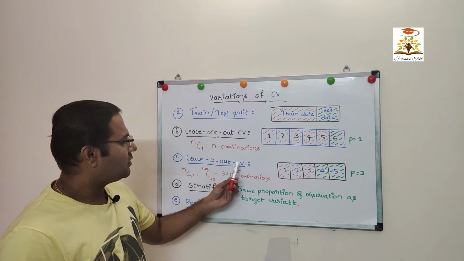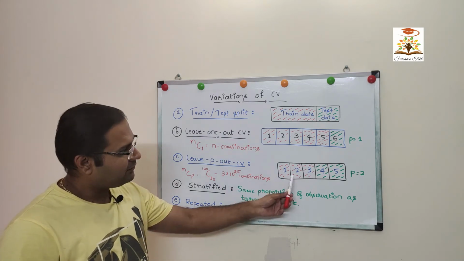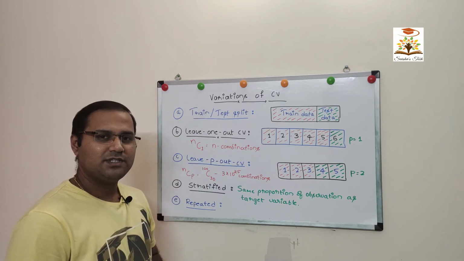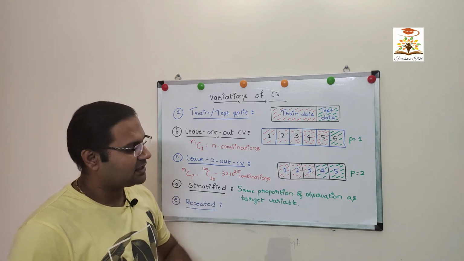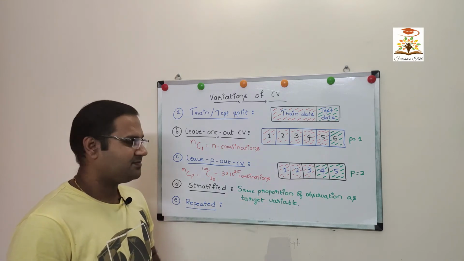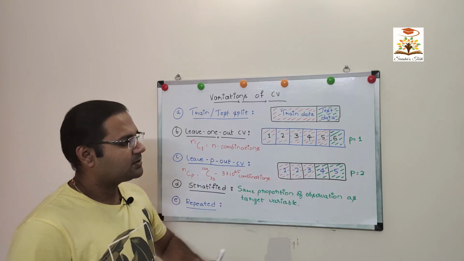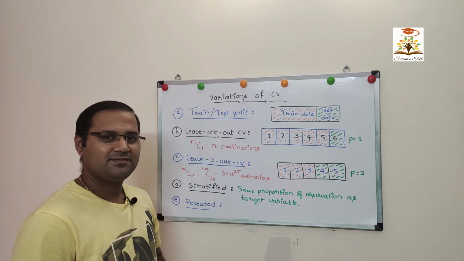Leave P out cross-validation. Here, consider if you have 5 observations and you take P as 2, which means 2 observations are chosen as the test set. In this case, we have chosen 4 and 5 as the test set and the rest, 1, 2, 3, as the training set. You repeat this until all the combinations of 2 observations are considered as your test set.